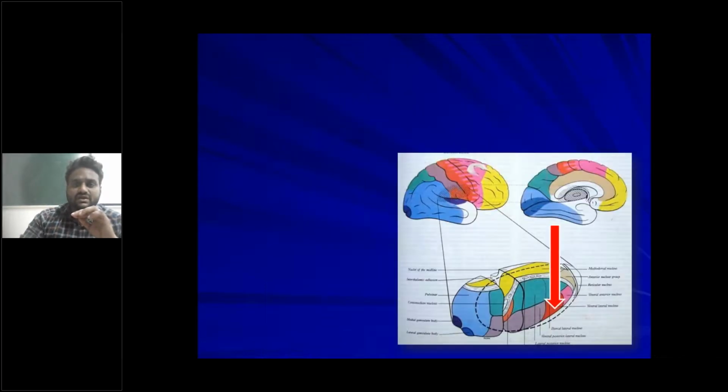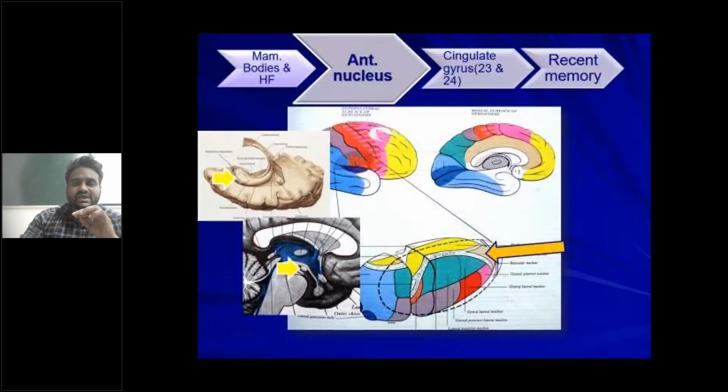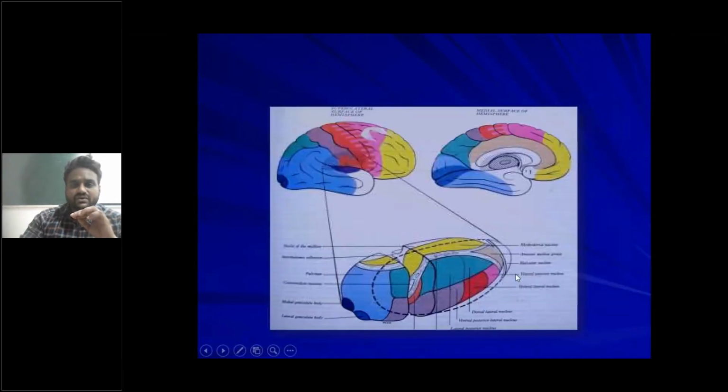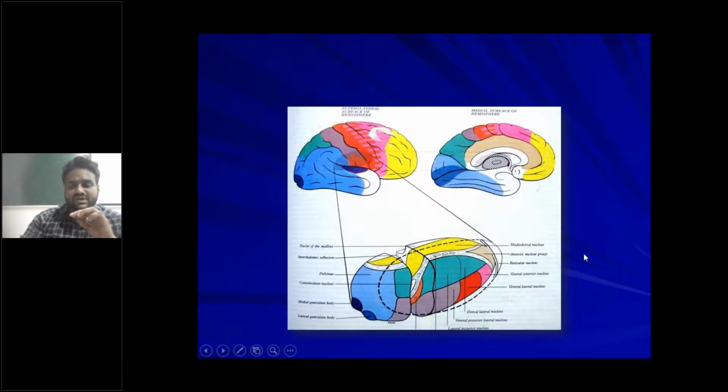So this is about the main nuclei of the thalamus. There are a number of nuclei, but I explain only 4 nuclei of the thalamus. These are very, very important. Once again we see the 4 nuclear connections. I explain only 4. This is enough. If you want the remaining nuclear connections, you go through your book.